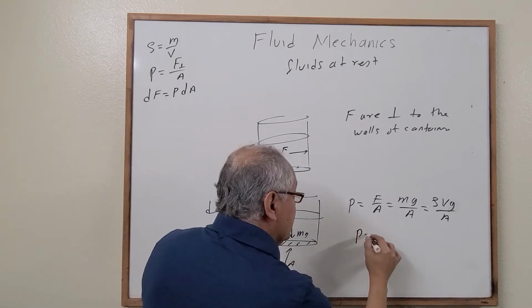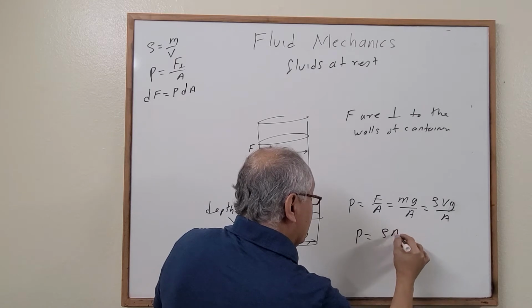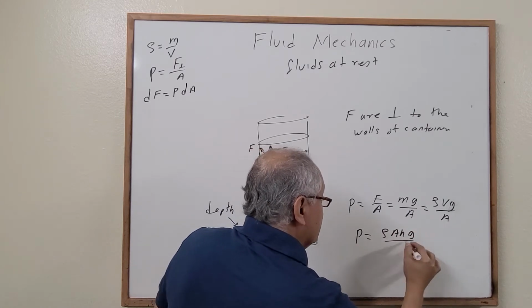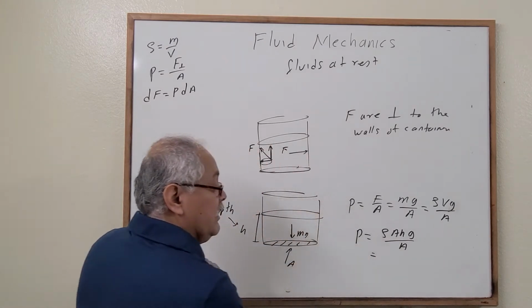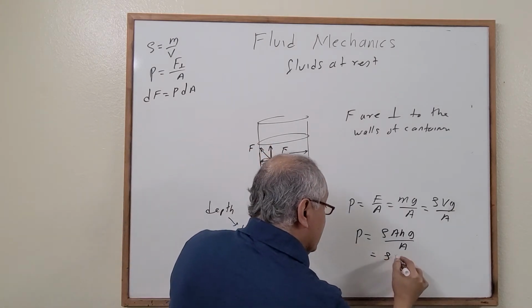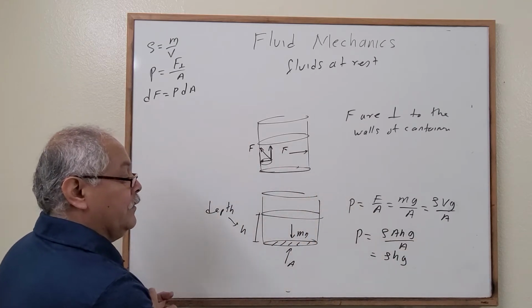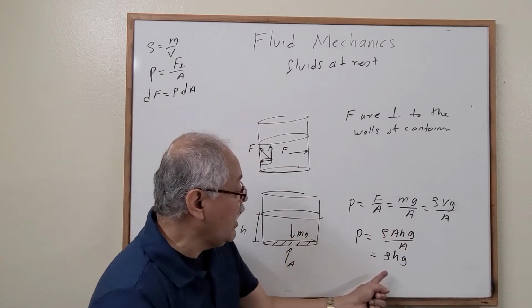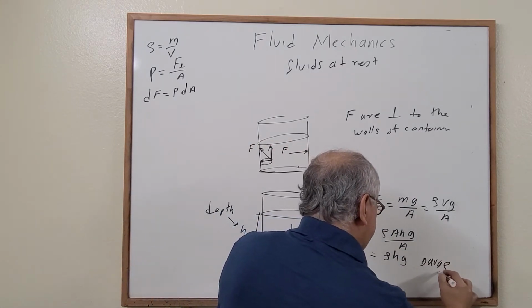So pressure equals density times area times H times g, divided by area. So in this case, what should be the pressure? The pressure equals density times H times g. Correct? And we call this the gauge pressure. This is called the gauge pressure.